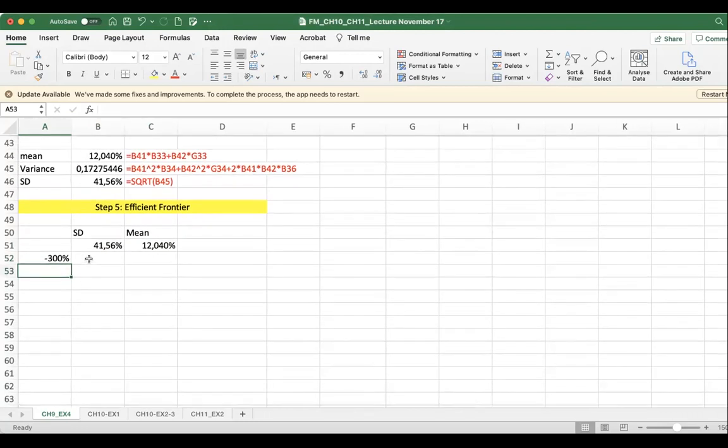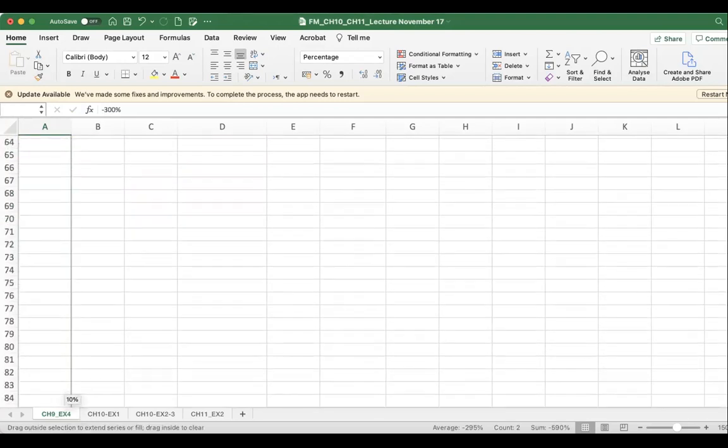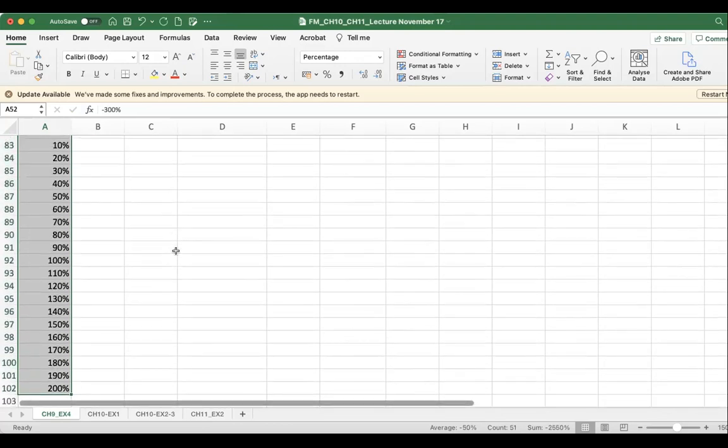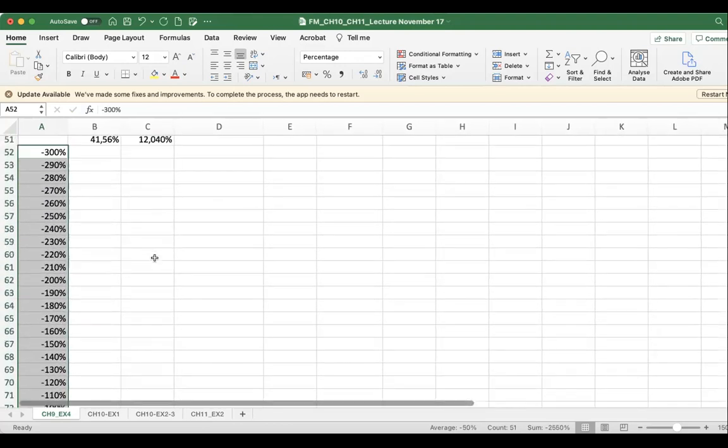And we can add 10% each time. So minus 290%. Scroll it down until reaching, for example, 200. So from minus 300 to plus 300.